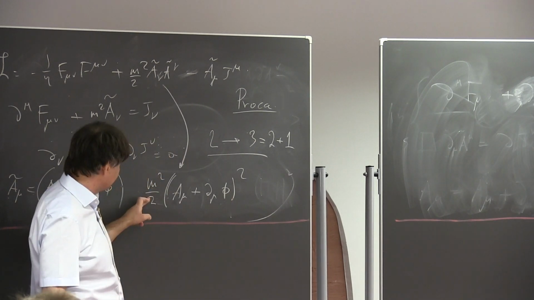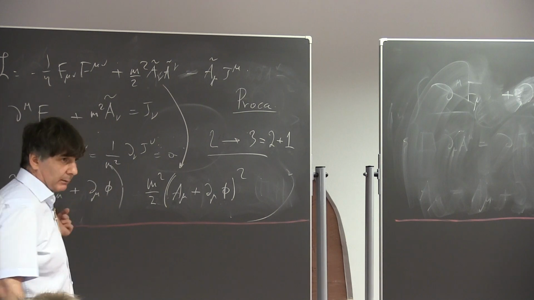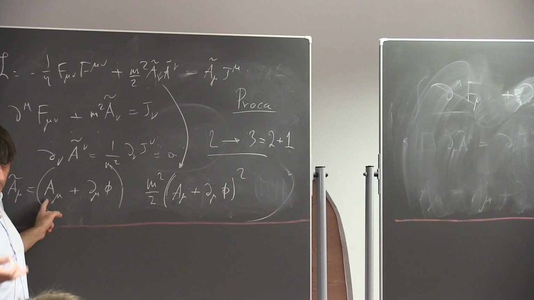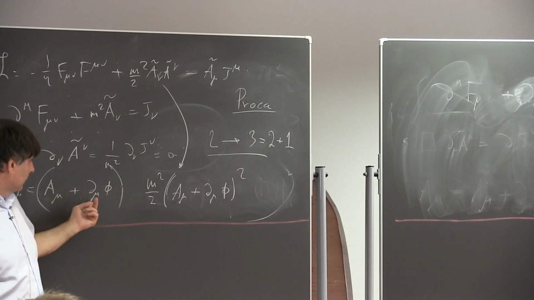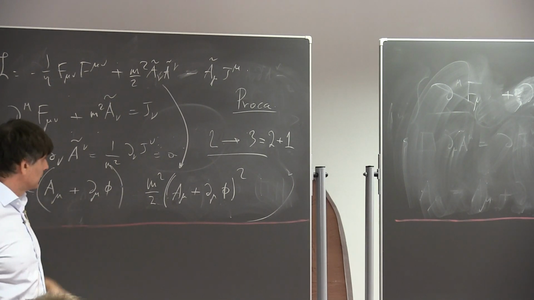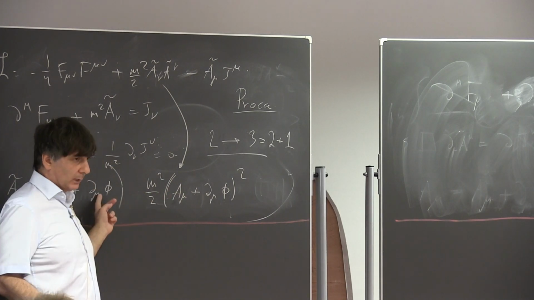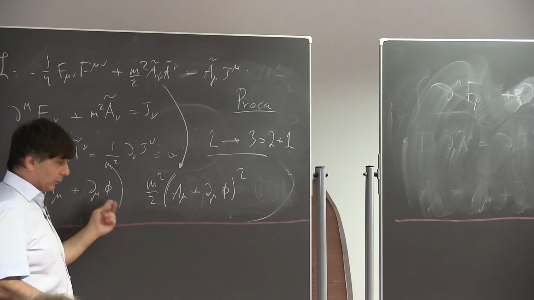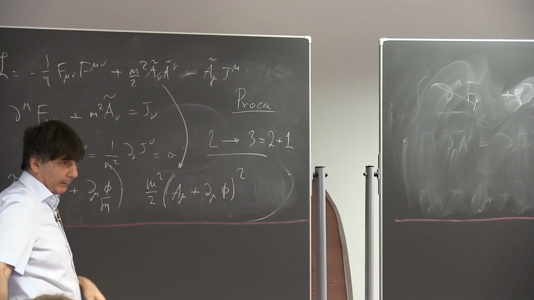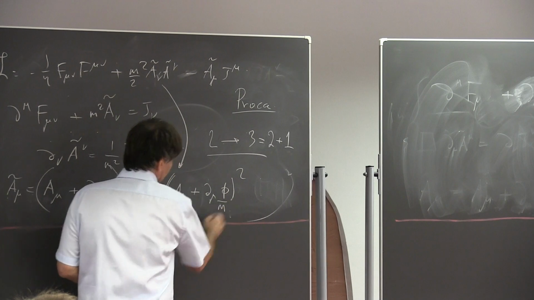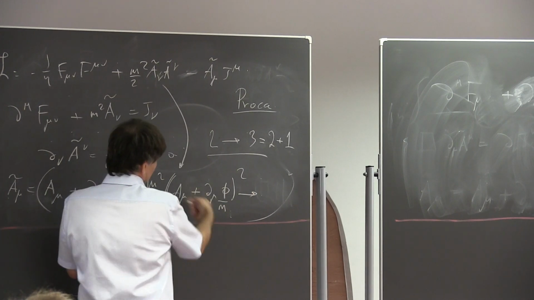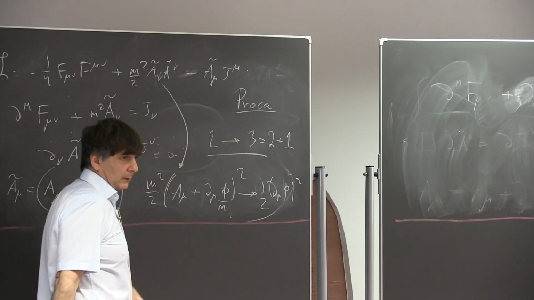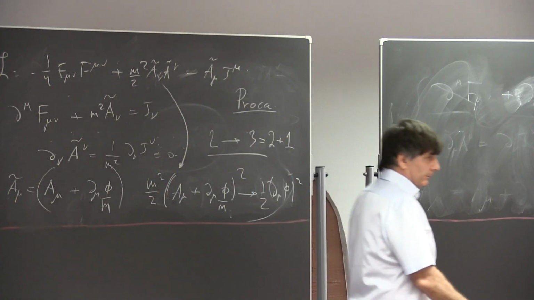Now, as I wrote it, phi is not canonically normalized, because phi is dimensionless, given that the canonical dimensionality of A mu is 1. So therefore it's not canonically normalized. In order to canonically normalize phi, I have to divide phi by m. Then this will give me a standard kinetic term for phi, and then it will be canonically normalized. Okay.